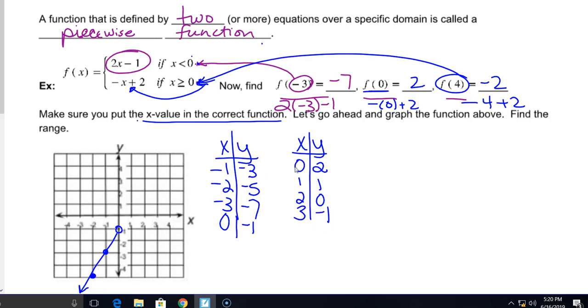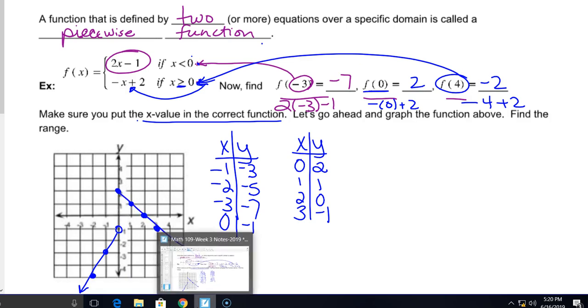Now, remember, at 0, this one we are equal to. So we're going to put a solid dot here at 0, 2. That gives me that point. 1, 1 is my next point. 2, 0 is my next point. And 3, negative 1 is my next point. And I'm going to connect those for that line.